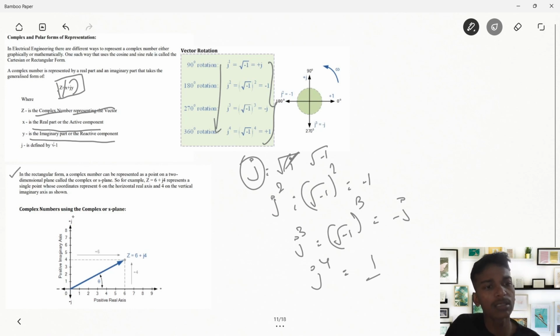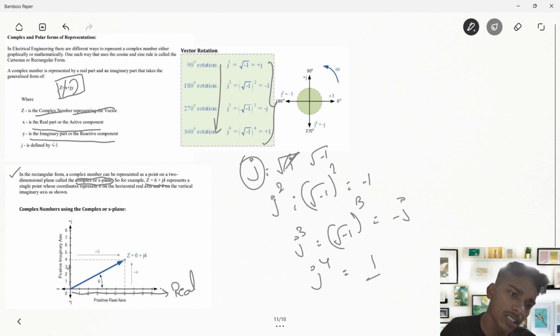Now, how are we going to represent these complex numbers in a Cartesian coordinate system? In a rectangular form, a complex number can be represented as a point on a two-dimensional plane called the complex plane or S-plane. For example, z equal to 6 plus 4j represents a single point whose coordinate is on a horizontal real axis. We are considering this horizontal axis as the real axis, and this y-axis as the imaginary axis, the vertical imaginary axis.